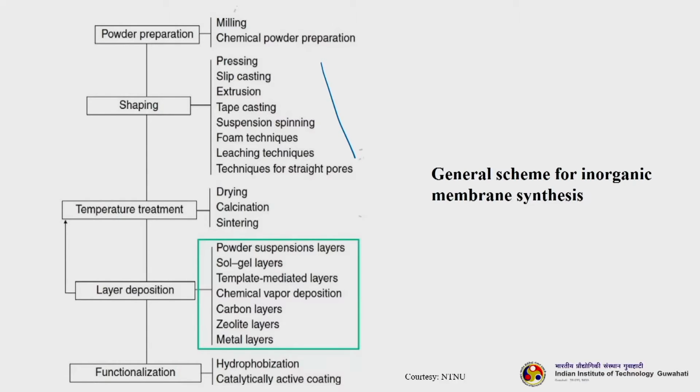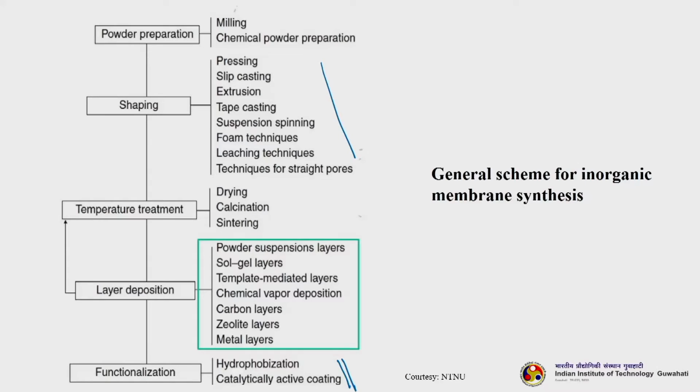Then you go for layer deposition to make it more asymmetric. Here you have many techniques like powder suspension layers, sol gel layers, template mediated layers, CVD, then we can have carbon layers, zeolite layers and metal layers. Then finally functionalization. If you are looking for a hydrophobic membrane and the membrane itself is not hydrophobic, you can impart some hydrophobic functional groups to the membrane surface, even in the pores also. Or if you want to make a catalytic membrane, you can impregnate some catalysts on the surface of the membrane as well as in its pores. These are finishing techniques, functionalization processes which are required to modify the membrane.